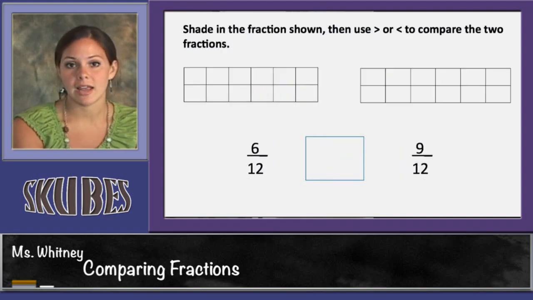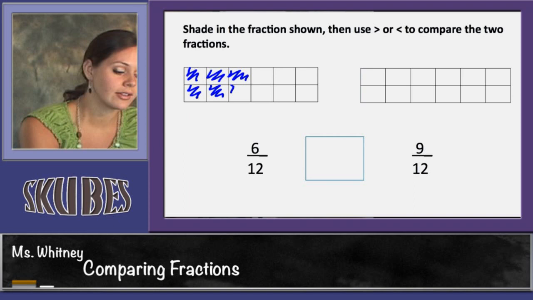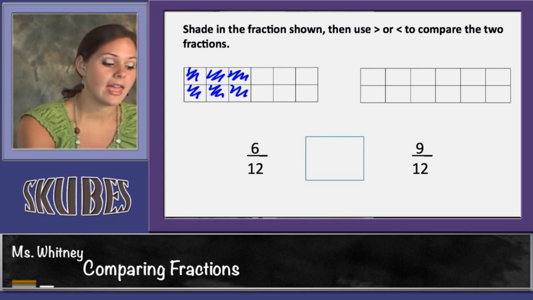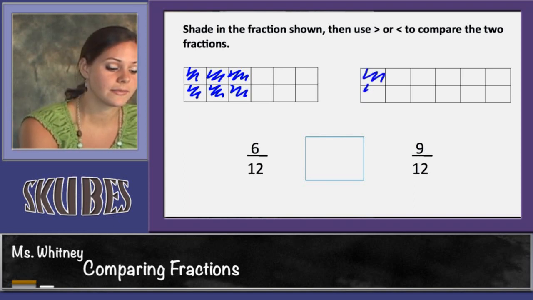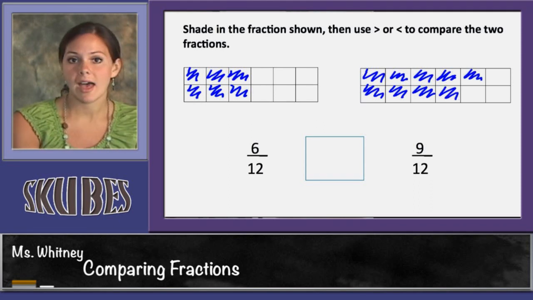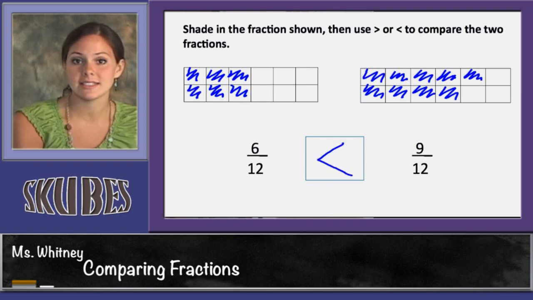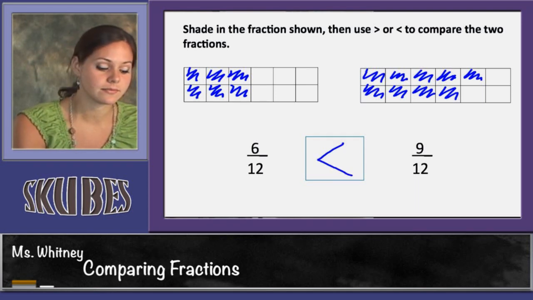Let's look at the next one. I have 6/12. 1, 2, 3, 4, 5, 6, and 9/12. 1, 2, 3, 4, 5, 6, 7, 8, 9. I can see from my picture that 6/12 is less than 9/12.